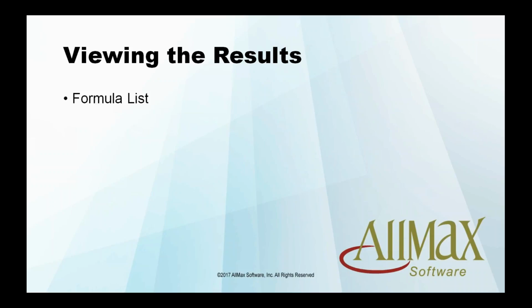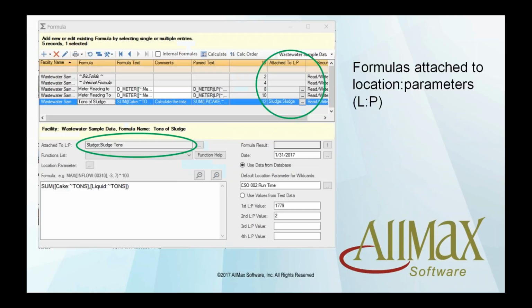Well, first of all, it's in a formula list. You will see it in two places. When you go and create a formula, you will see it in the list itself. You'll see where it is attached. When you create the formula, you will actually be asked to attach it to a given location parameter, or an LP. And this is where that information is seen.